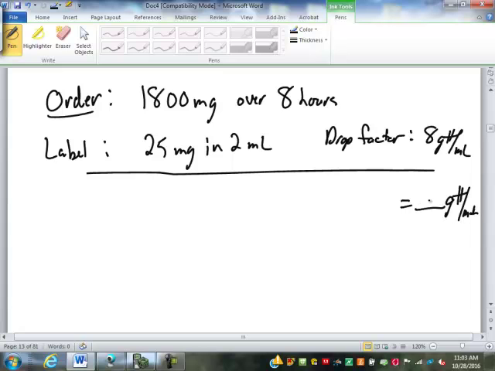See what you come up with. So we'll start out with our 1800 milligrams over 1.